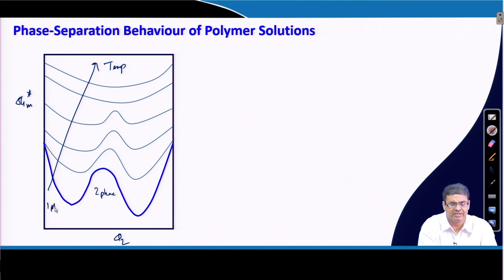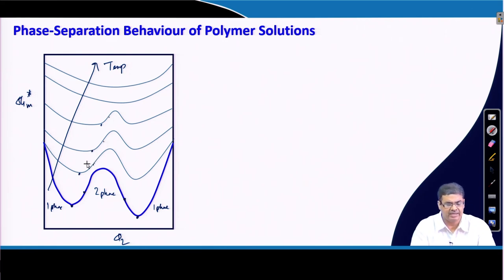So, this is one phase and this is one phase, and this is the region where we have a two phase situation, and these are the binodal points and these are the spinodal points. Now, similarly we have binodal points for all the other curves and spinodal points for all other curves as well.